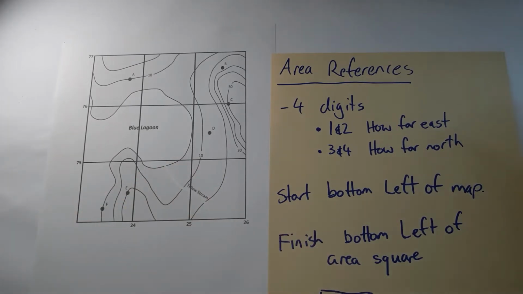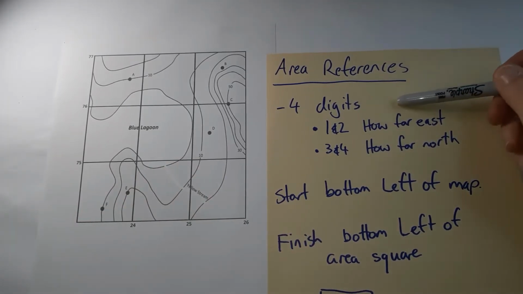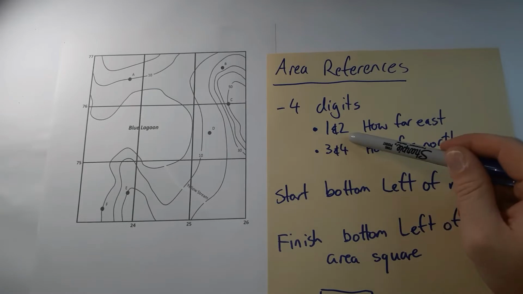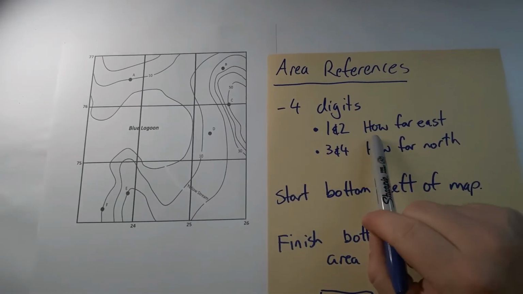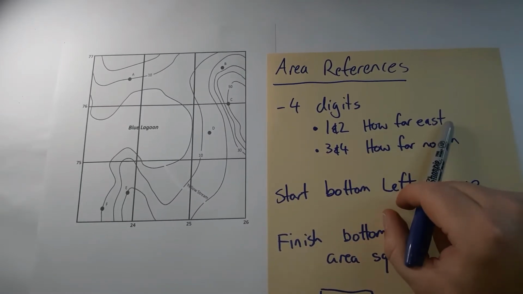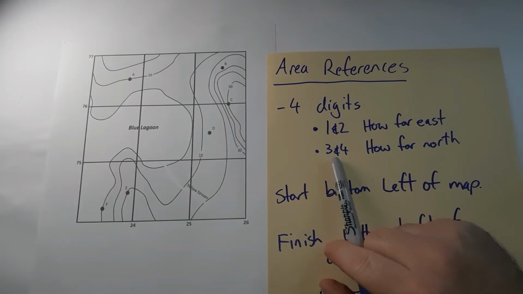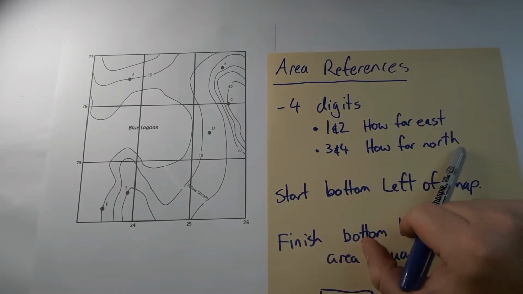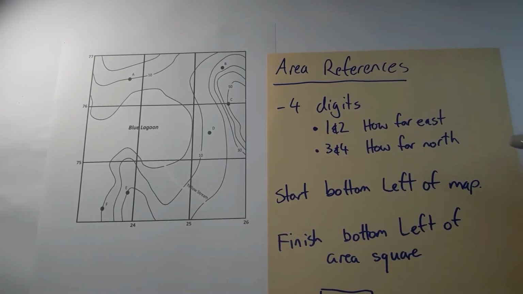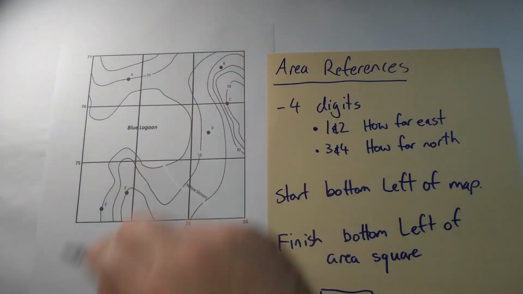So, what is an area reference? Well, it's a 4-digit number. The first two numbers tell us how far east we need to travel, and the second two numbers tell us how far north we've got to travel so that we end up in a particular area square on this map. And that's how we locate our features on the map.